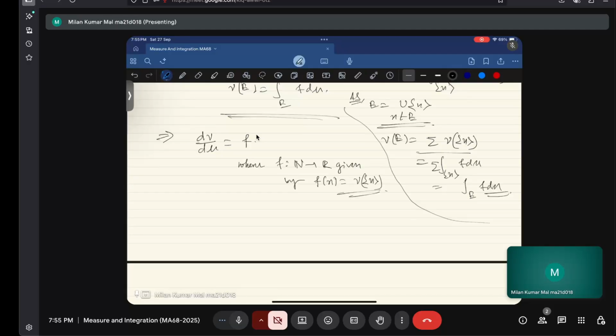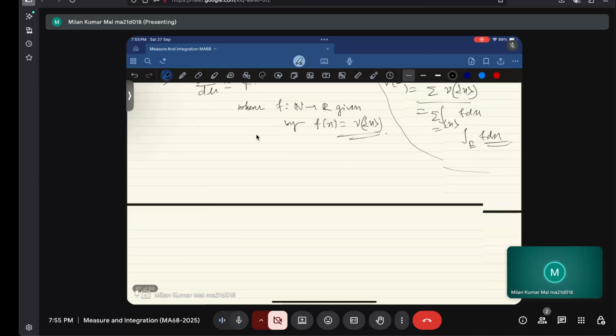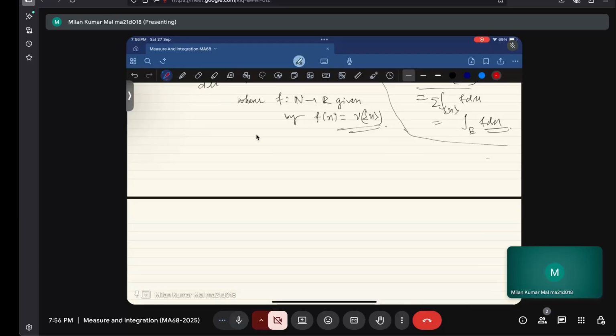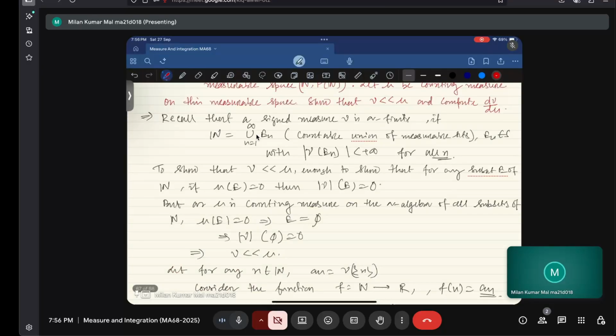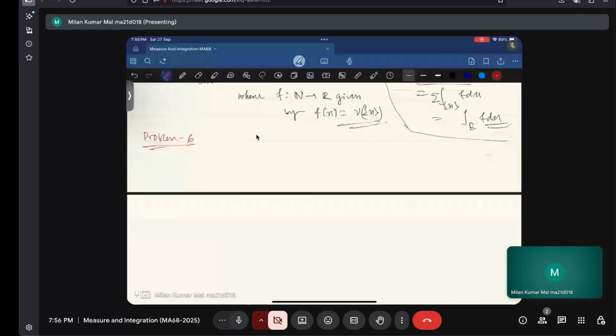This is what it is. Okay, so this is done. Now let's try to do another problem. This is the last problem, the sixth problem. What does it say?